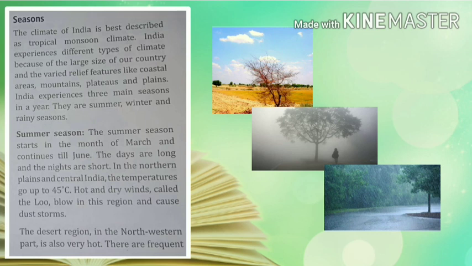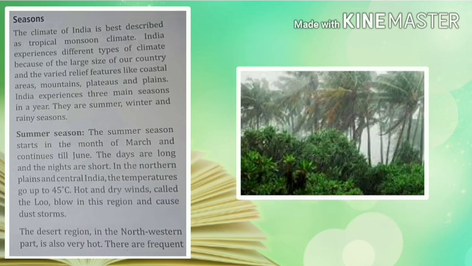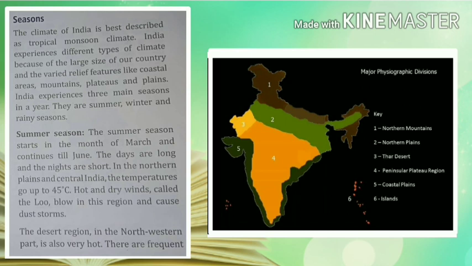Seasons are periods in a year marked by specific weather condition, temperature and length of a day. So seasons are divided on the basis of weather condition, temperature and length of a day. Okay, now the climate of India is best described as tropical monsoon climate. And India experiences different types of climate because of the large size of our country and the varied relief features like coastal areas, mountains, plateaus and plains.